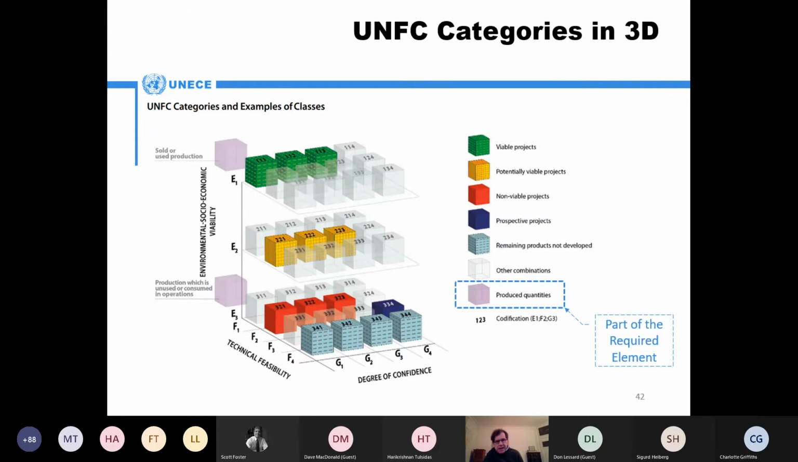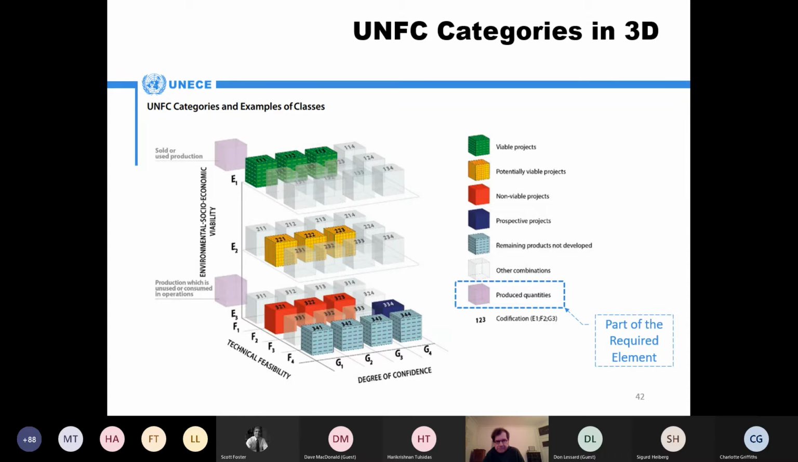And you see the color coding here is that projects that are completely viable are in the E1 axis, and they may have different areas of confidence, but they are E1, and then having different Gs and F1. So these are the green ones. Then you have potentially viable projects, you have non-viable projects, etc. These color codings you see, and also added to this are the produced quantities, because between an opening and closing balance, let's say within one reporting year, some of the products may have been sold or may have been consumed in production.